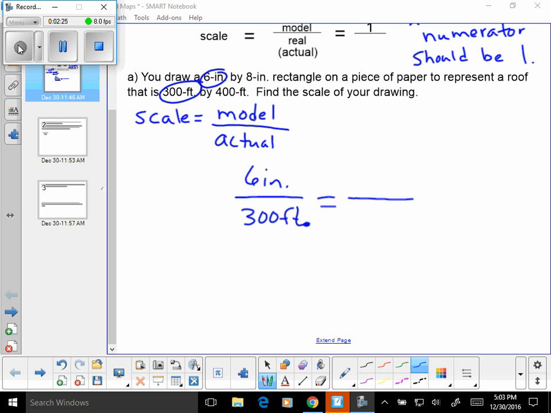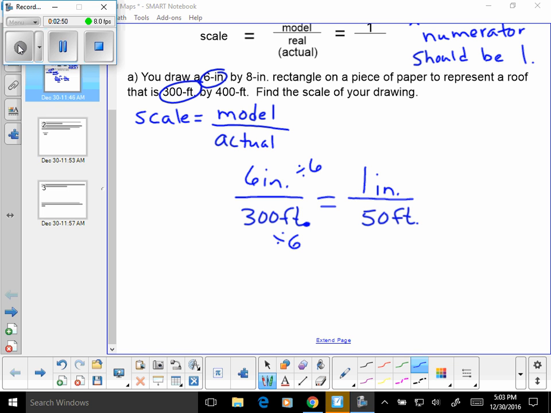Now remember, we want to get the numerator to be 1. That means we're going to have to divide this number by 6. It means we're going to have to divide that number by 6. 300 divided by 6 is 50. So our scale here is really 1 inch equals 50 feet, or 1 inch to 50 feet.